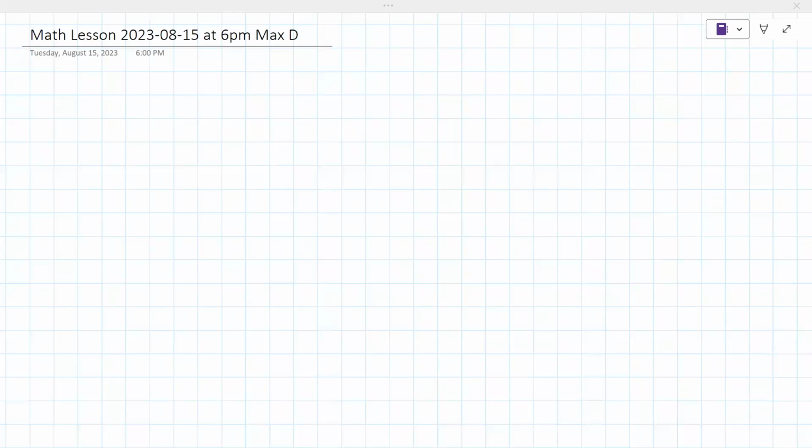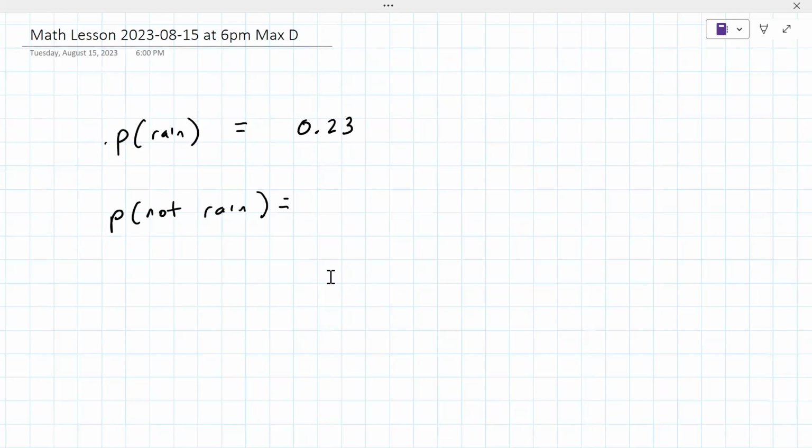Okay, let's start out with just a basic question. Let's say the probability of rain is 0.23. You remember from class how to figure out the probability of not rain? Wouldn't it just be like 7.7? It'd be 1 minus 0.23, which is 0.77. All right, cool.